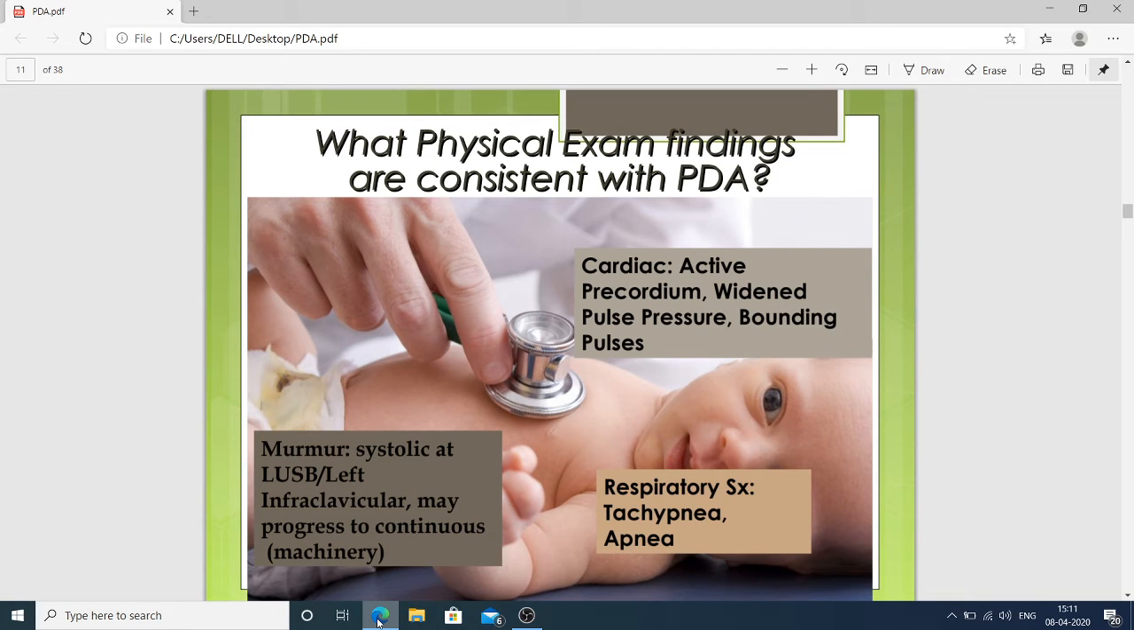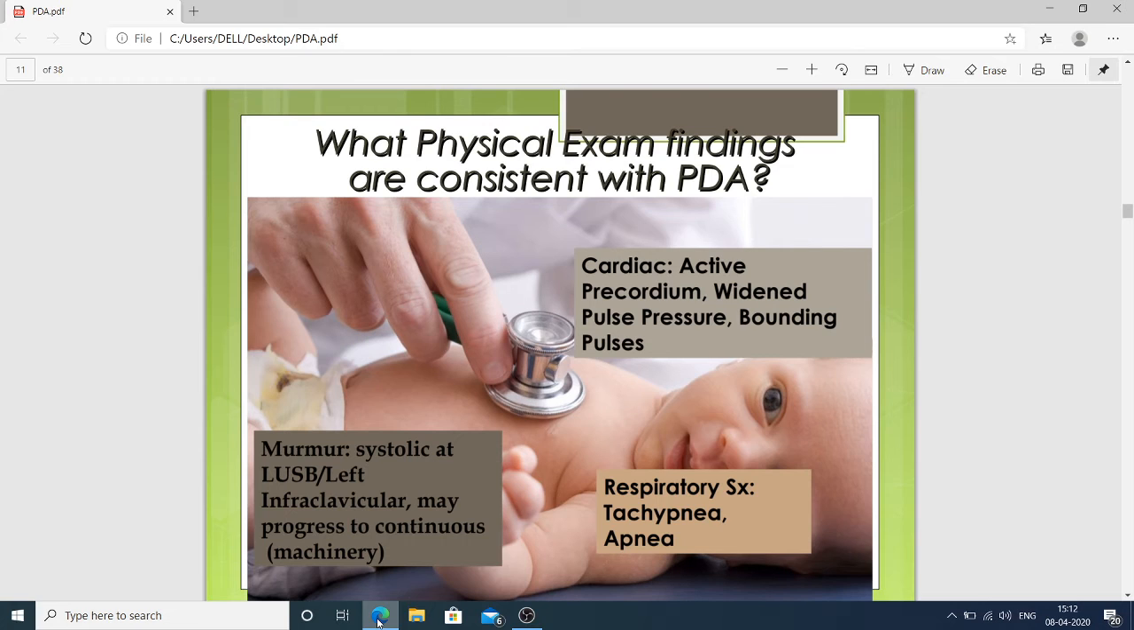In case of cardiac, it's active precordium. What do you mean by active precordium? It is the portion of the body over the heart and lower chest. It actually is the region of the chest. Then widening pulse pressure and bounding pulse pressure we already discussed.